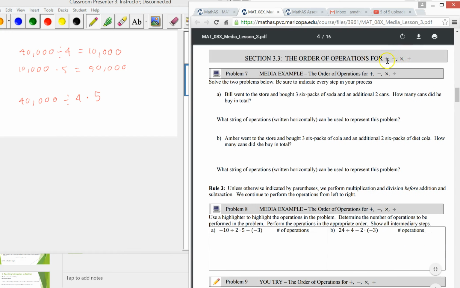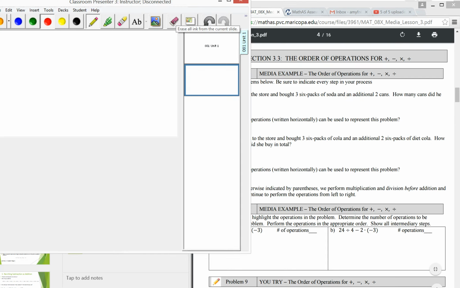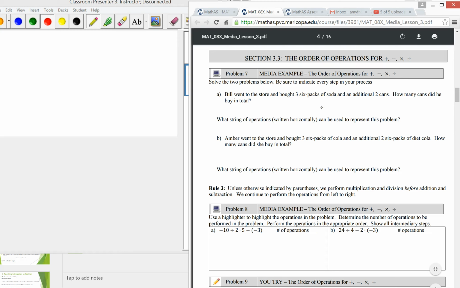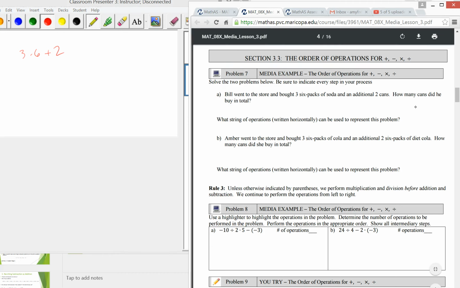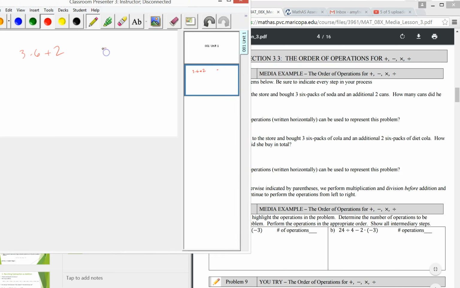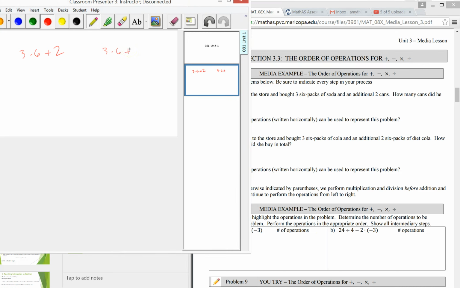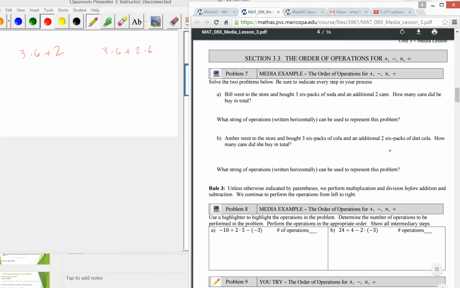And then we move on to looking at all 4 operations together. Here's an example, look at this real quickly. Bill went to the store and bought 3 6-packs and an additional 2 cans. So that's 3 copies of 6 plus 2 more cans. And on this one, he bought 3 6-packs of cola and an additional 2 6-packs of Diet Cola. So that's 3 6-packs plus 2 more 6-packs. So there they are written horizontally.